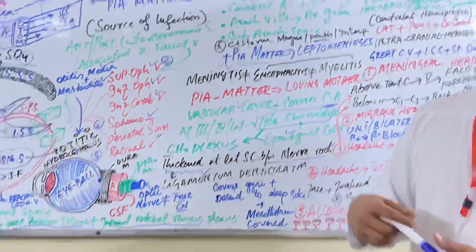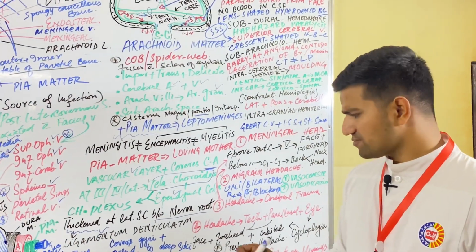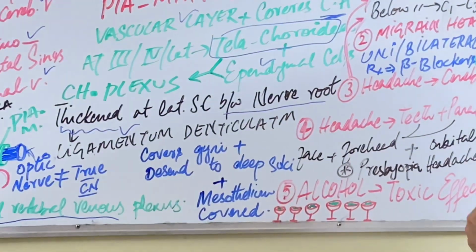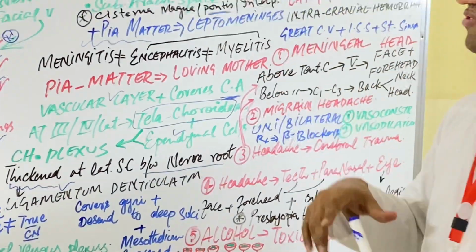But the arachnoid mater doesn't have such characteristics; it doesn't go deep into the deep sulci. And then we have the pia mater, which is covered by mesothelium. Then we will talk about 5 types of hemorrhages and 5 types of headaches.